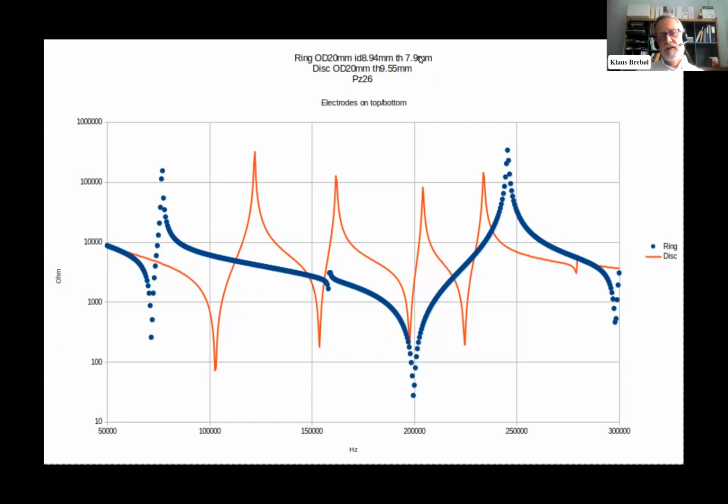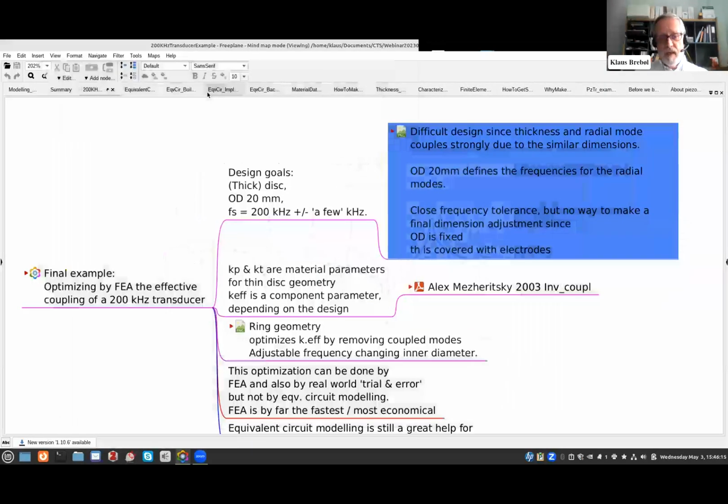And by adjusting these two parameters, it's possible to change the coupling coefficient, because we are adjusting the coupling between the width and the thickness mode of the ring. So we can adjust the coupling coefficient, and we can adjust the position of the resonant frequency to match the 200 kilohertz that we wanted. This is a small task, but it's a place where the finite element is extremely useful, because in very short time, you can do an optimization process, a lot of what-ifs, and get a result like you wanted. You can also do this in real world trial and error, but it will take a lot more resources.